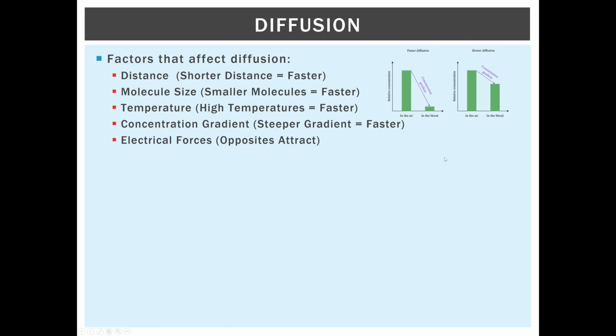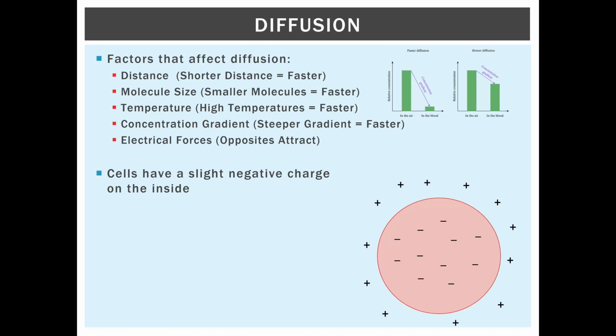And then electrical forces also play a role, because we have a lot of ions in our bodies, like sodium ions, potassium ions, calcium ions. And with ions, you have charges, positive and negative charges. And so the diffusion of these ions will depend on the electrical forces surrounding them. Remember that opposite charges attract. So a positive charge is attracted to a negative charge.